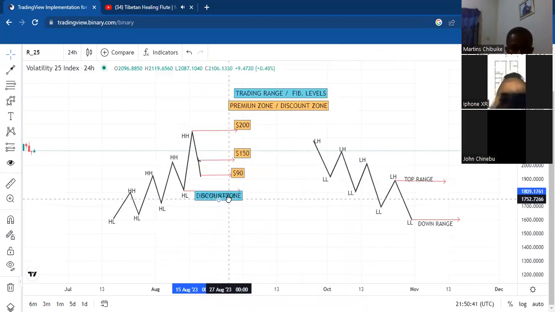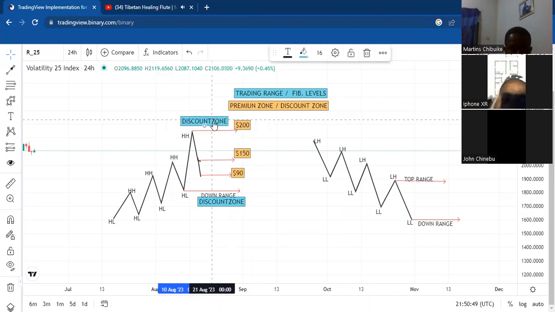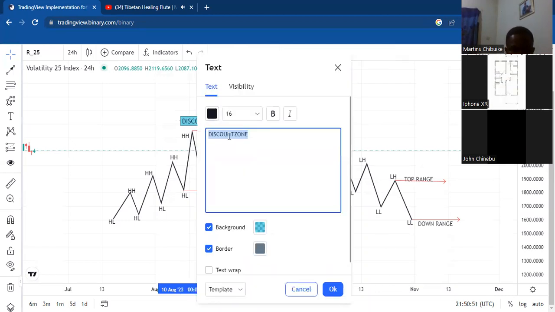Simple. But you understand the concept now. You understand it. Sorry, I did not.